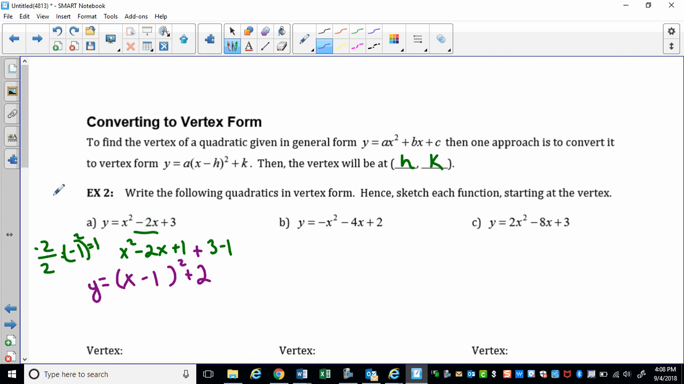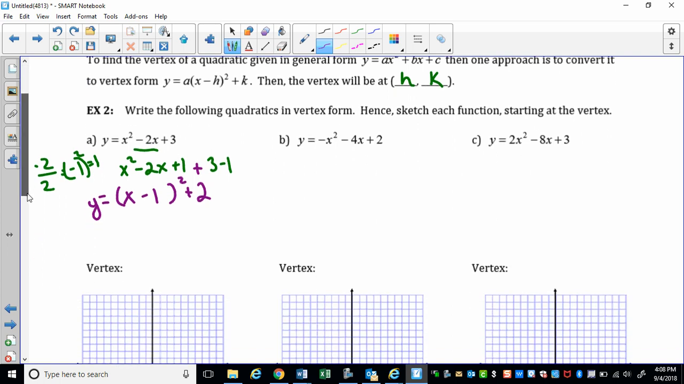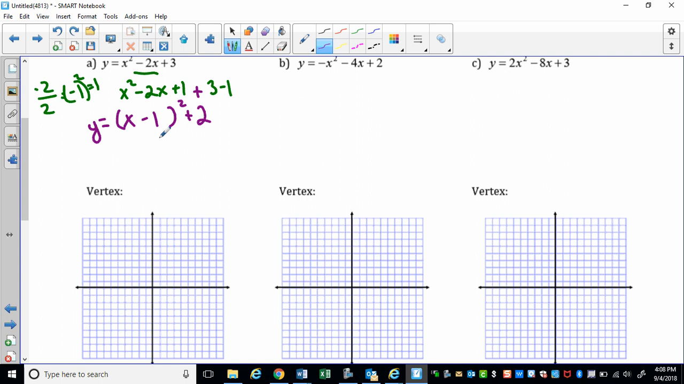So what I need is the vertex to graph it. My vertex, remember we always change this sign. So instead of -1, it's at 1. And then we are going to keep this sign, so +2. So (1, 2) is going to be my vertex. Oops, okay. And it looks like it's just positive. You guys can figure out some more numbers if you would like, but I'm just going to go up. Ta-da.